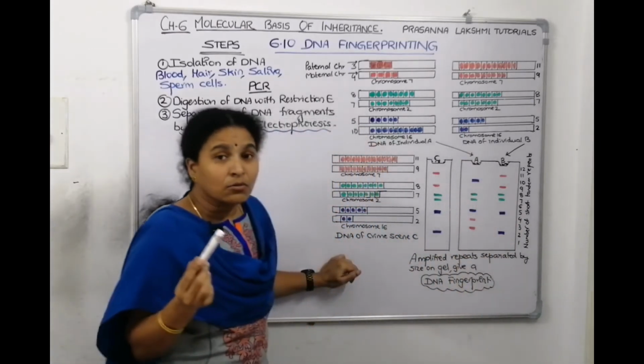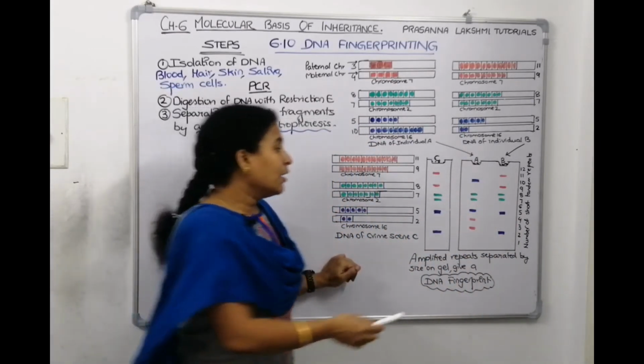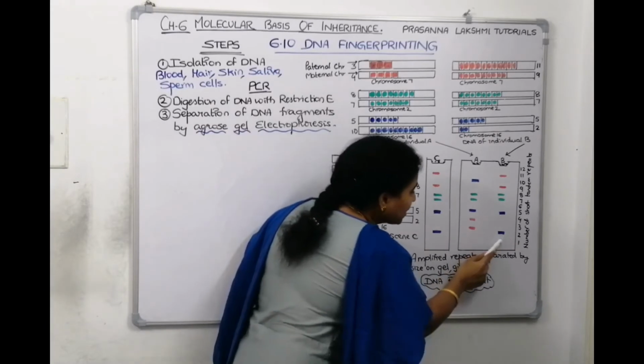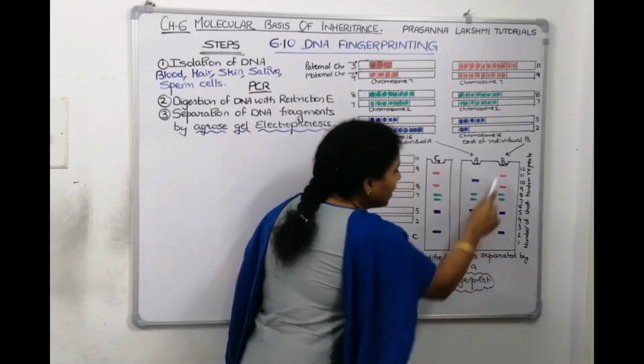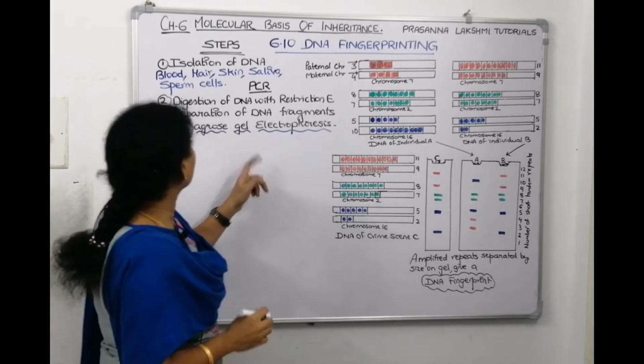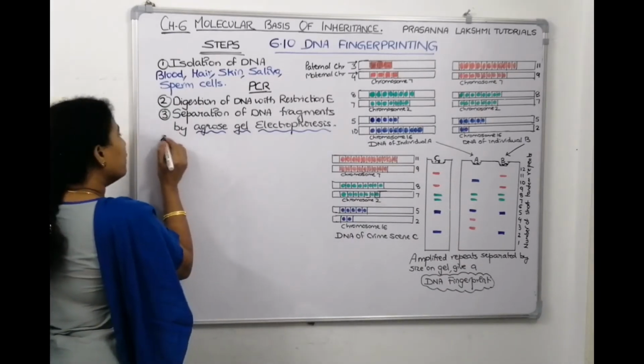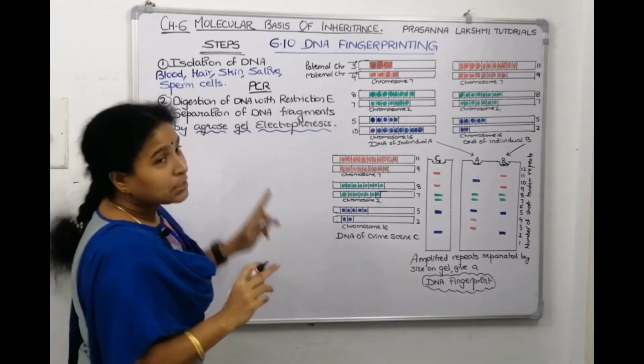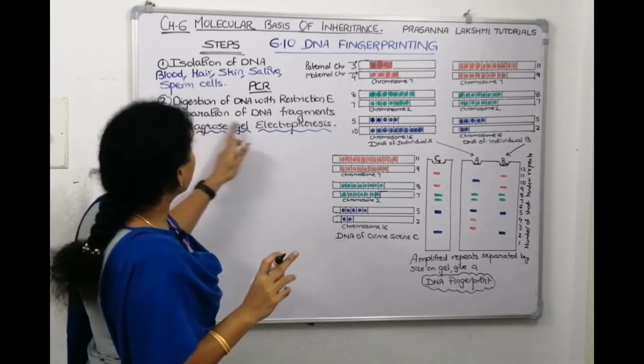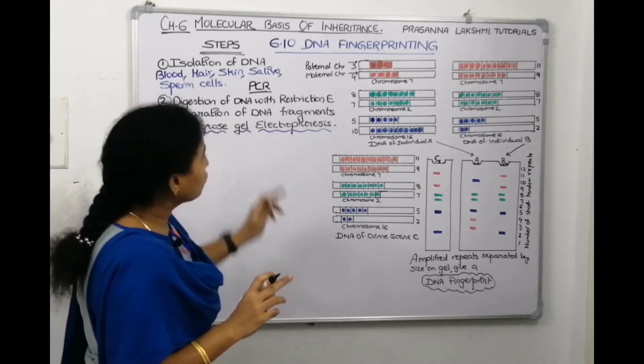Meaning you can make out that if the fragment is smaller, it moves faster. If the fragments are more, it will be here itself. Now they will get separated. That is what is our third step. What did we write in the third step? We are separating them basing on their sizes. Okay, separating the DNA fragments by using agarose gel electrophoresis.